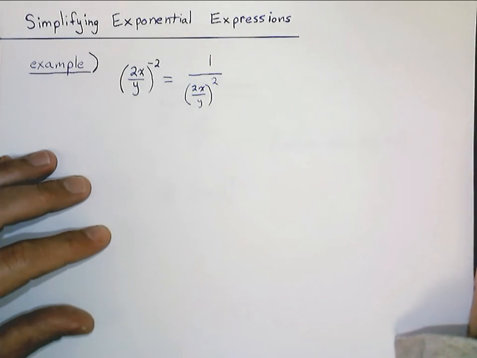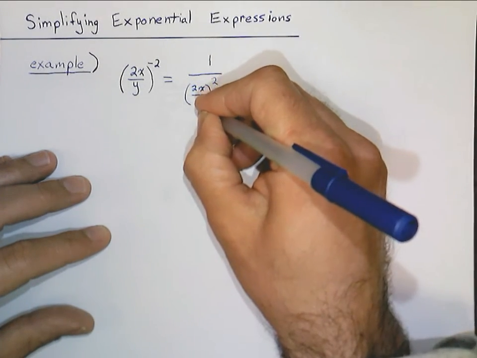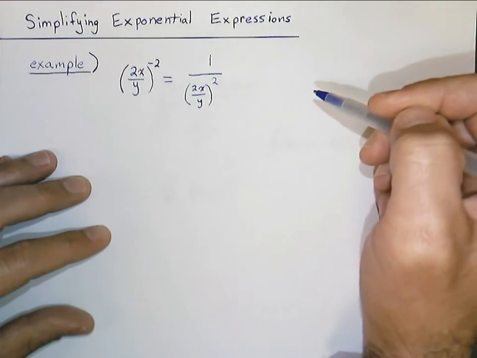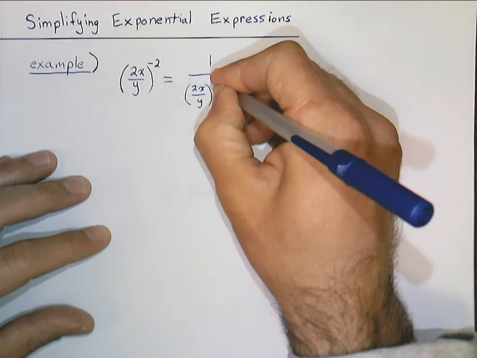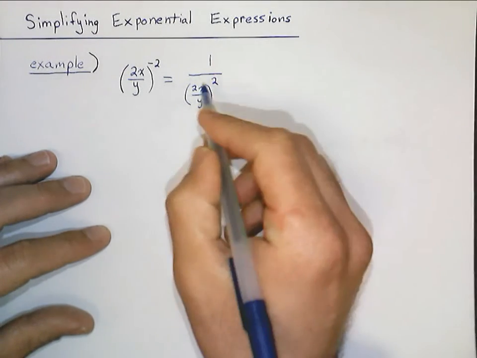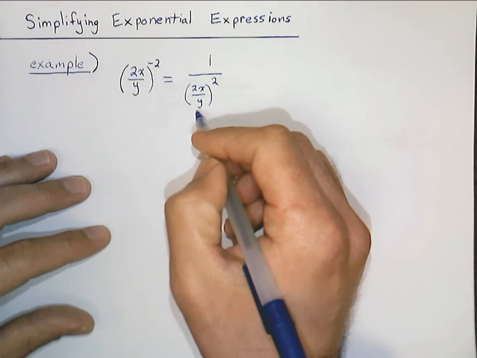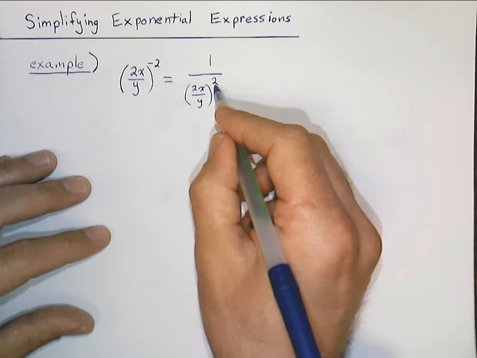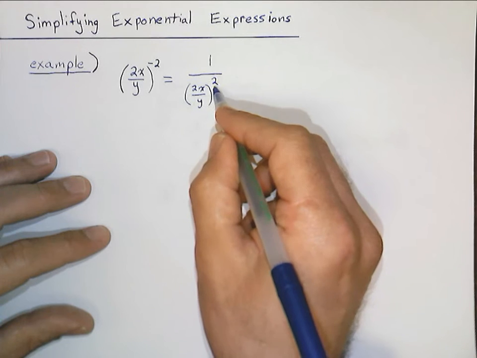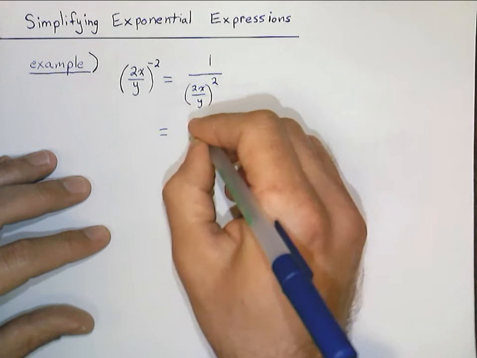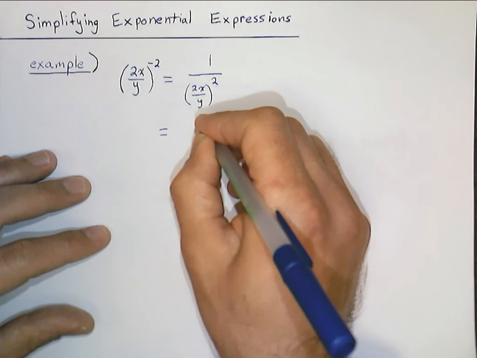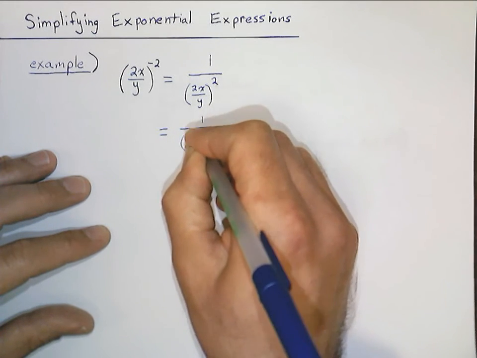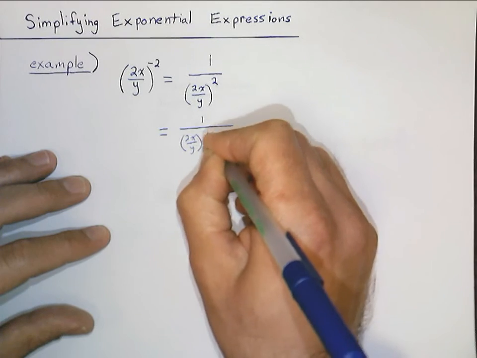Because that's just how negative exponents work. A negative exponent means we take 1 over the thing and raise it to a positive exponent. Now we're going to learn some other tricks on how to deal with this in the denominator in a little while, but for right now, let's just say that, well, we know what squaring means. A power of 2 means we take 2 of those things and multiply them together. So we have 1 over 2x over y times 2x over y.